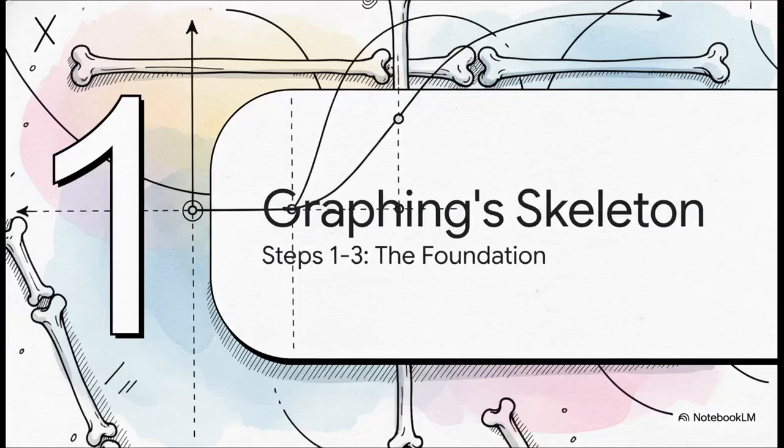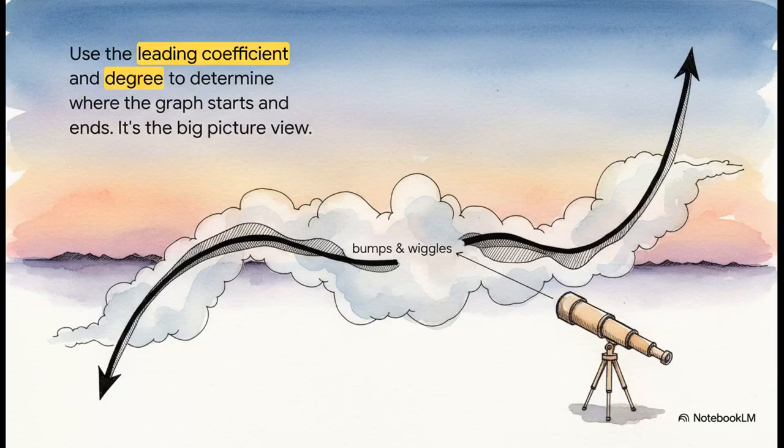We're going to start with the first 3 steps. I like to think of this as building the skeleton of the graph. It's the absolute basic framework. It tells us where the graph is coming from, where it's going, and all the spots it hits the main horizontal axis. First up is end behavior. This is the big picture, the 30,000-foot view. Before we get into any of the little twists and turns in the middle, we just need to know where the graph's arms are pointing.